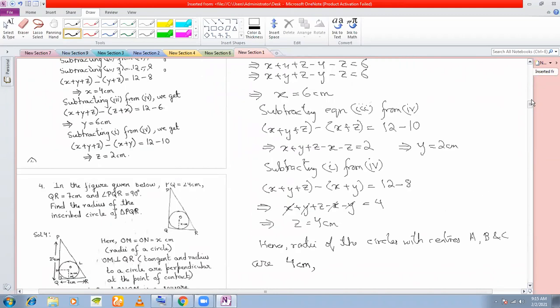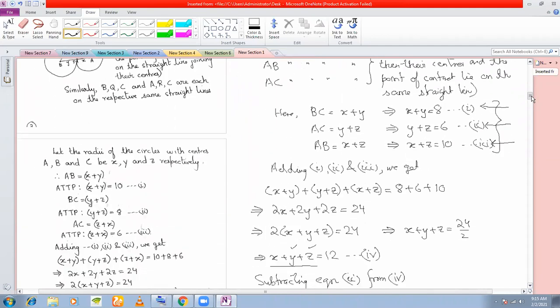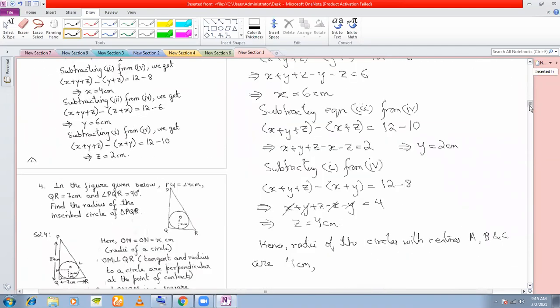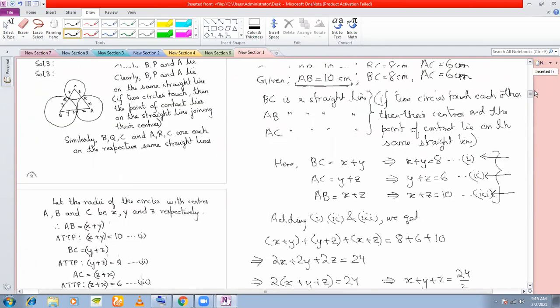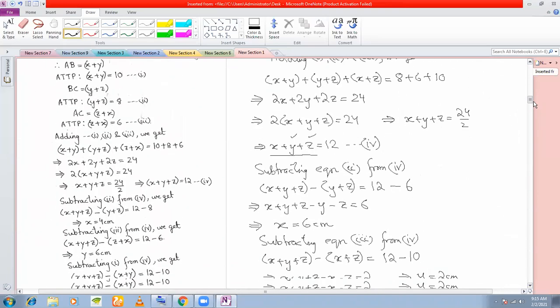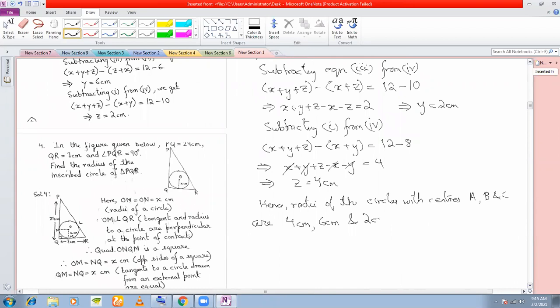With center B, the radius is x. So the value of x we have found out here as 6 centimeters. And the one with center C, the value is y. And y we have found out to be 2 centimeters respectively. That's it. So it was nothing actually, only application of one theorem and entirely algebra, no geometry.